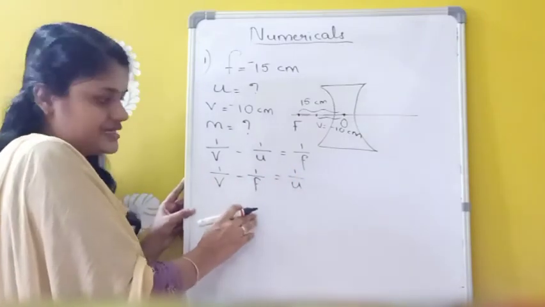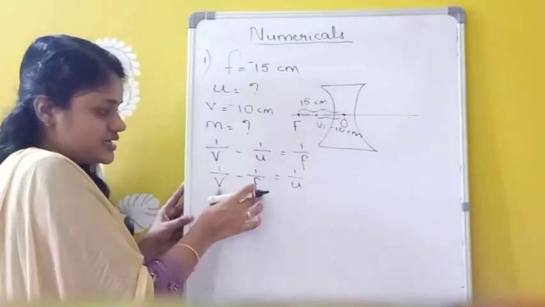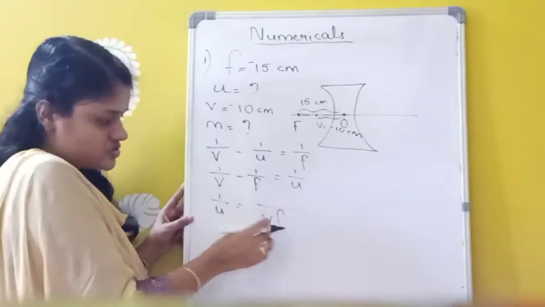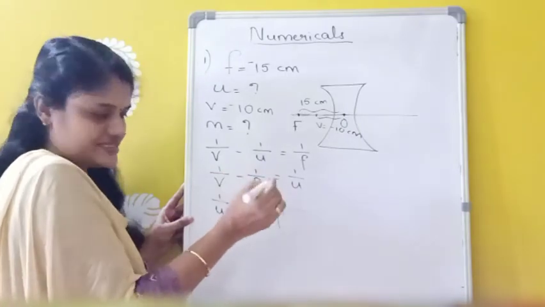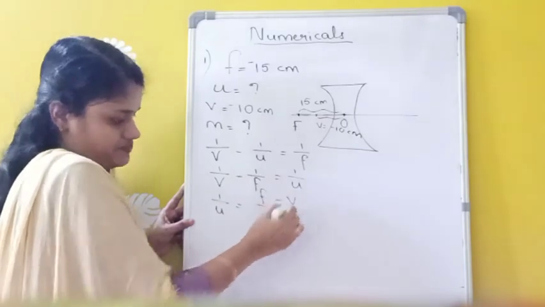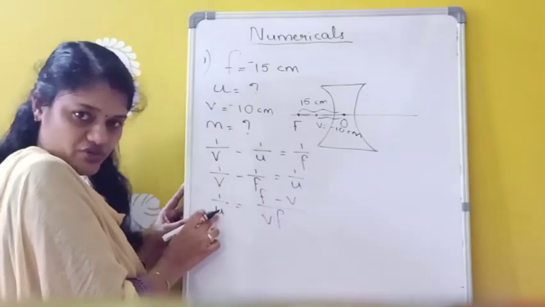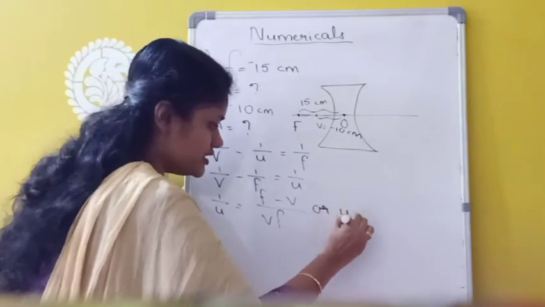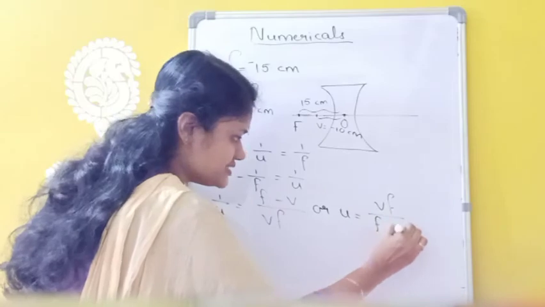And here itself I am taking LCM. So 1 by u equals, what is the LCM? v into f is the LCM. So here vf divided by v is how much? f. f into 1 is f. Minus vf divided by f is v. That means v into 1 is v. So vf is the LCM. So here f minus v. Now what we have to find out? u. So take the reciprocal of this equation. So we can write u equals vf divided by f minus v.